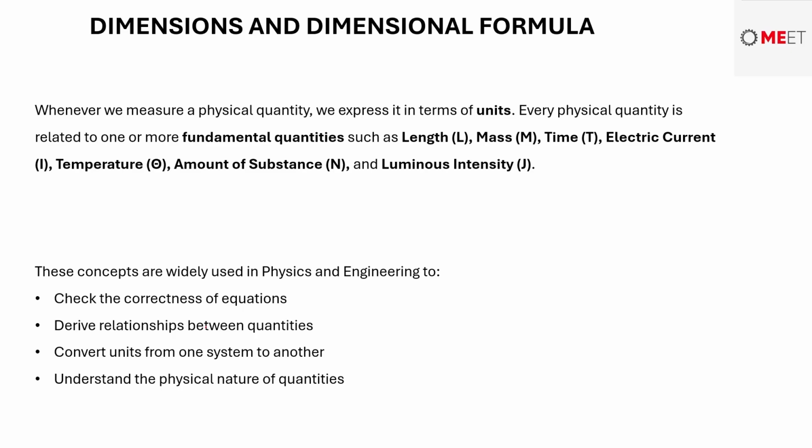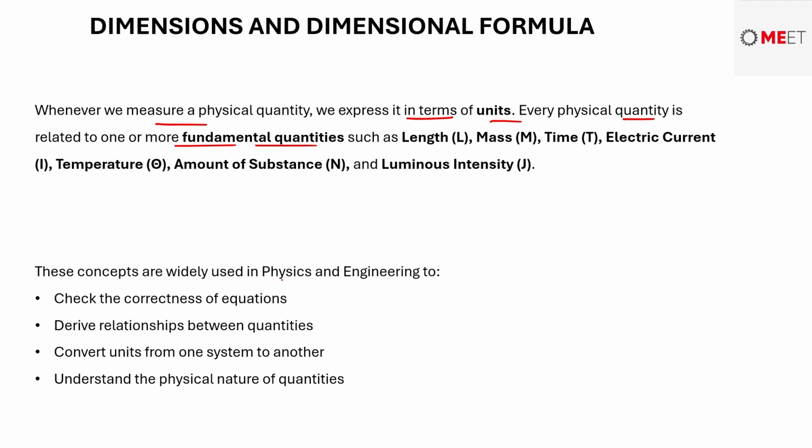Dear students, after we understand the advantages of SI units, next topic we have is dimensions and dimensional formula. To measure a physical quantity, we need to express that in terms of units. The physical quantity can be related by using one or more of the fundamental quantities. Fundamental quantities are length, mass, and time, electric current, temperature, amount of substance, and luminous intensity.